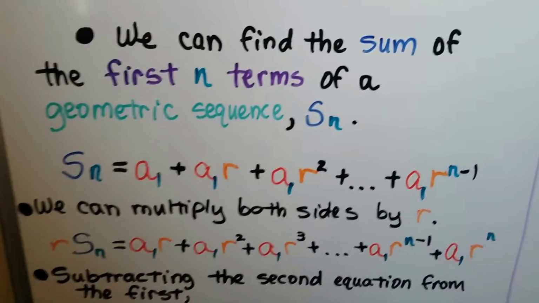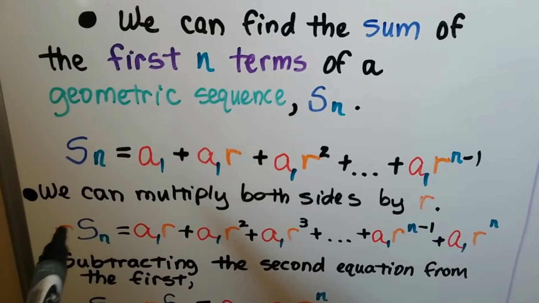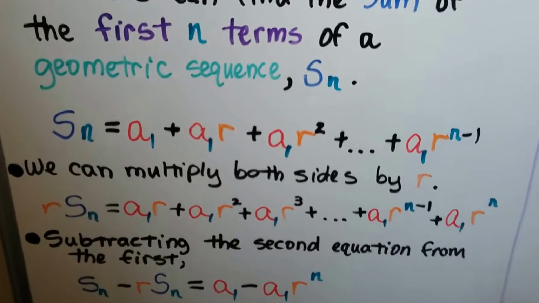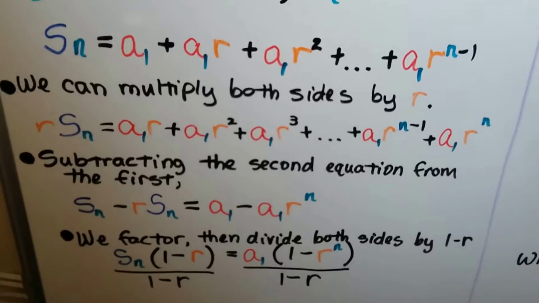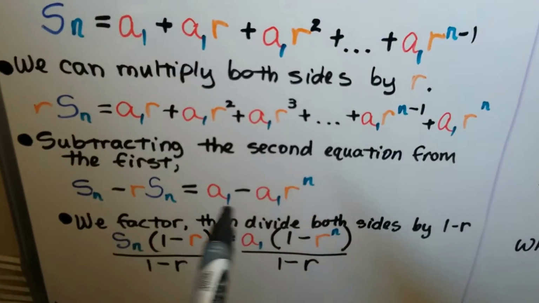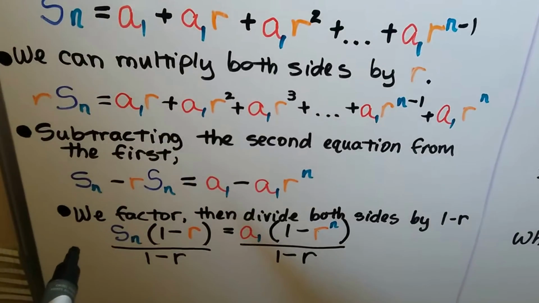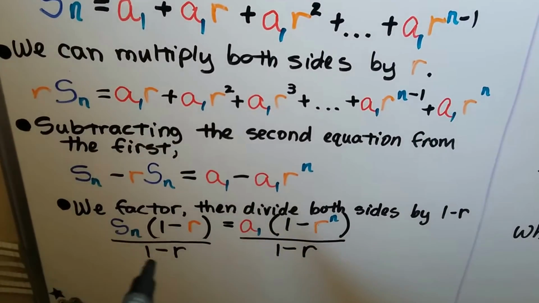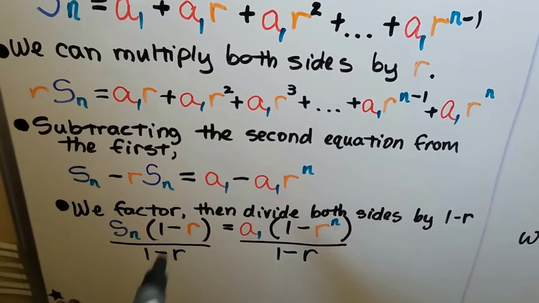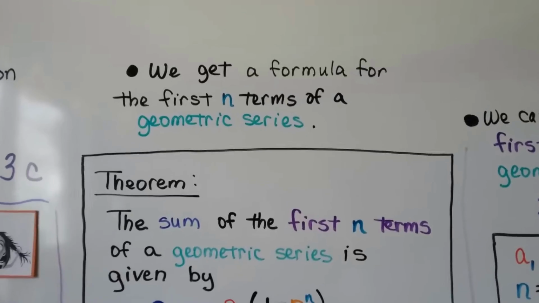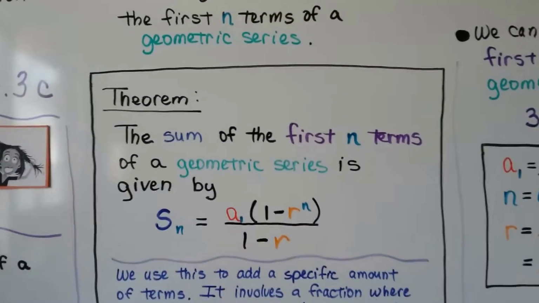We can multiply both sides of this by r. We multiply this side by r, and we multiply all the terms by r. And subtracting the second equation from the first equation, we get this. When we factor it and divide both sides by 1 minus r, guess what's going to happen? We get a formula for the first n terms of a geometric series. And that brings us to our theorem.